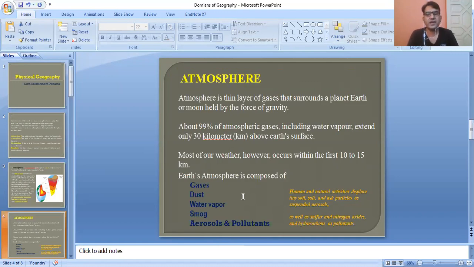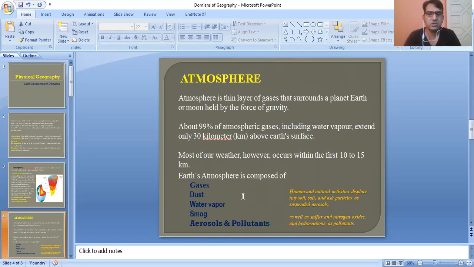So these different gases, like we have nitrogen, oxygen, argon, helium, ozone, methane. These are different gases which give shape to our atmosphere. But the gases which are dominant, the leading ones, which are in high percentage, are two gases: one is nitrogen, which is 78%, and another is oxygen, which is 21%. So if you combine both of them, they approximately make 99% of the atmosphere.